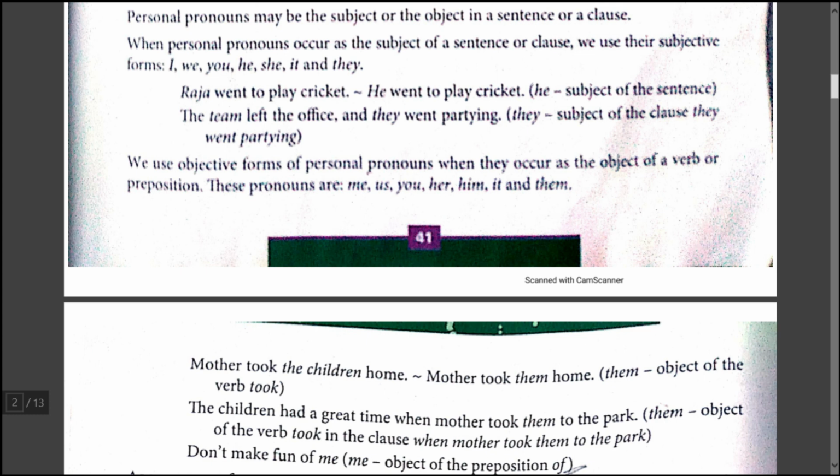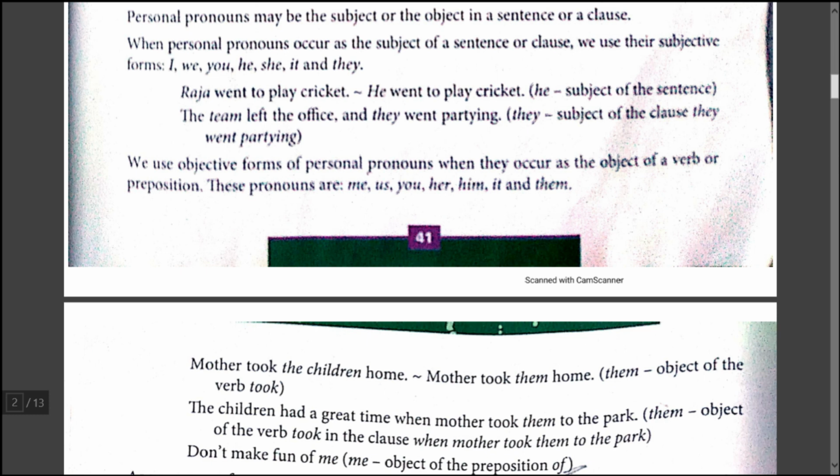For example, Raja went to play cricket. Instead of Raja, you will use he. He went to play cricket. So he is the subject of the sentence. Second one, the team left the office and they went partying. So after completion, they had won and so they had a party. So here instead of team, we'll be using they. They, subject of the clause, they went partying.